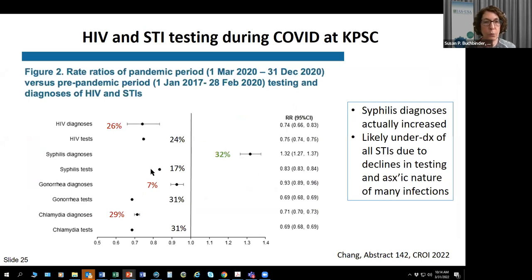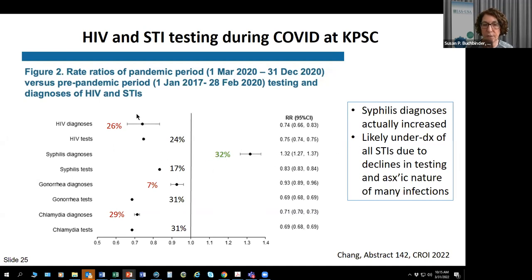And I'm going to walk you through this slide. It's looking at what was the total decrease in the number of tests that I'm showing you in black. So 24% reduction in HIV tests, 17% reduction in syphilis tests, 31% reduction in gonorrhea and chlamydia tests. And we saw a commensurate reduction in the number of HIV diagnoses, 26% and 29% in chlamydia, but only a 7% reduction in gonorrhea diagnoses, and actually a 32% increase in syphilis diagnoses.